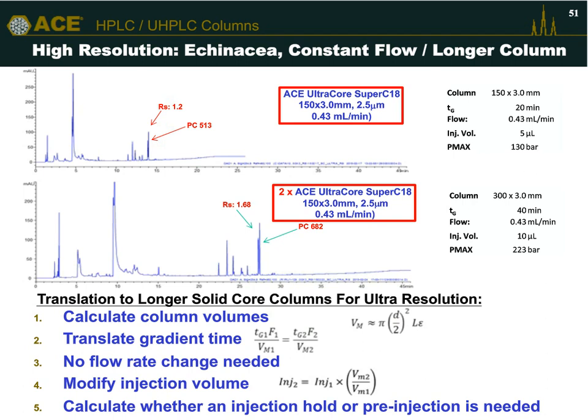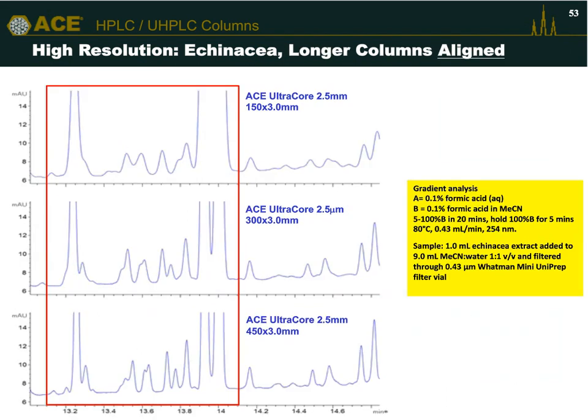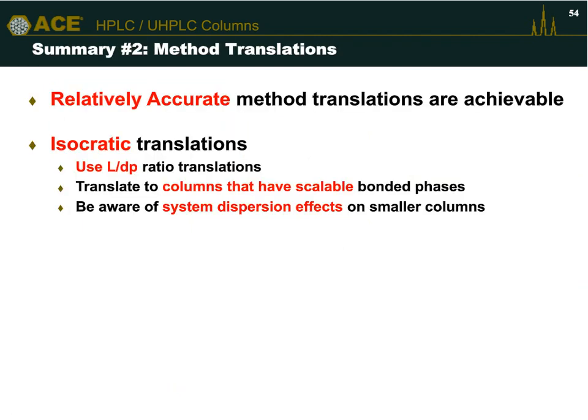And then we can take it to 3 columns to give us peak capacity of over 900. If I show you the detail highlighted in red there, we can see as we go from the top chromatogram to the middle and bottom chromatogram, you can see the extra detail appearing in that complex sample as we're increasing the column length, but at the same time increasing the peak capacity of the separation. So translations really can be powerful for these complex samples.